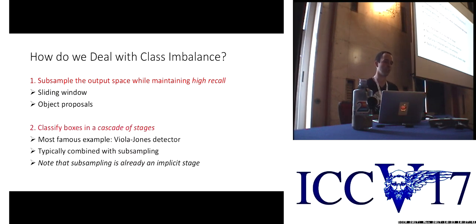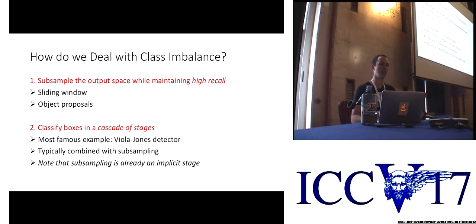So now the second strategy for dealing with class imbalance is the idea of using a cascade of stages. Probably the most famous example of this is the Viola-Jones detector. That detector used a boosting algorithm in order to develop a staged cascade classifier in which every stage is deciding whether to accept or reject possible objects. Now, this is very typically combined with subsampling, such as sliding window.